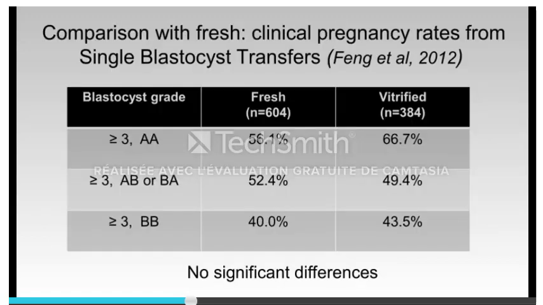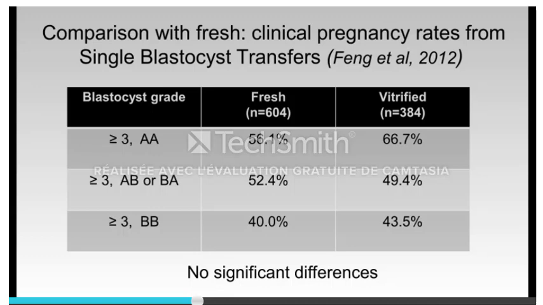Importantly then, we have to establish equivalence of fresh and cryopreserved material before we look at going forward. This is a good, well-constructed study published by a Chinese group in 2012. Again, this is really important when you look at the outcome from cryopreserved versus fresh material, that you standardize for the quality of the embryo that you're looking at before and after. And when you do that, looking at blastocysts of different morphological quality, you can see that there are no significant differences between fresh and vitrified.